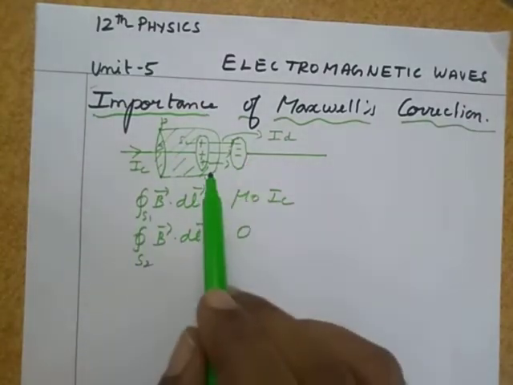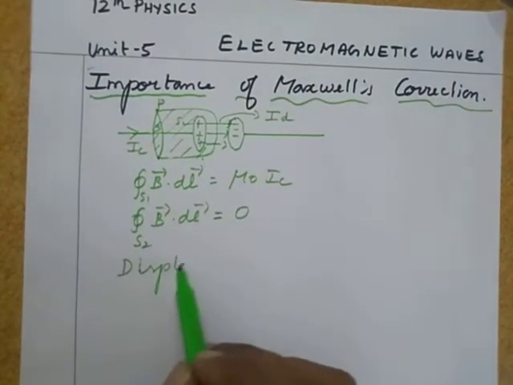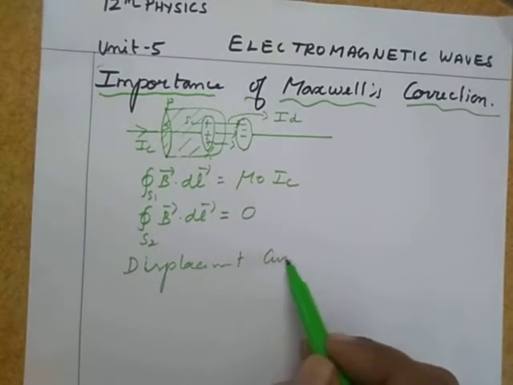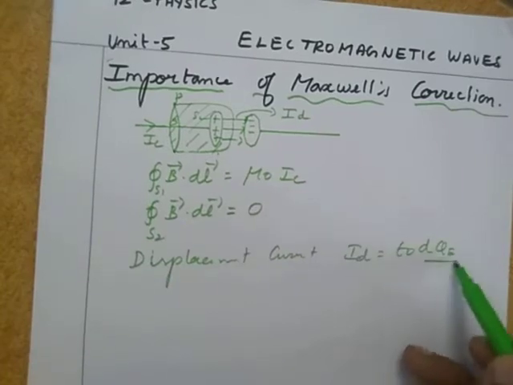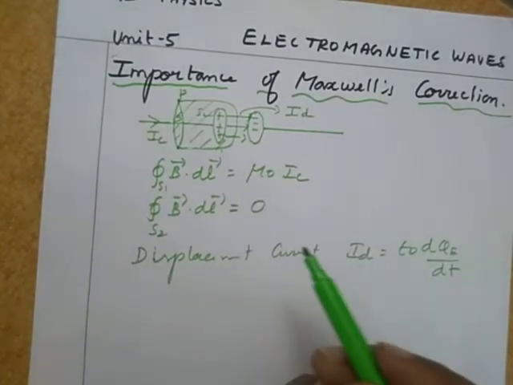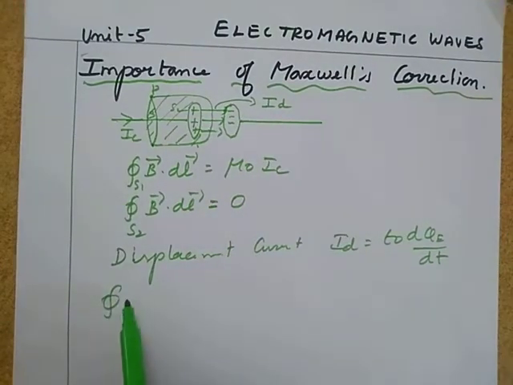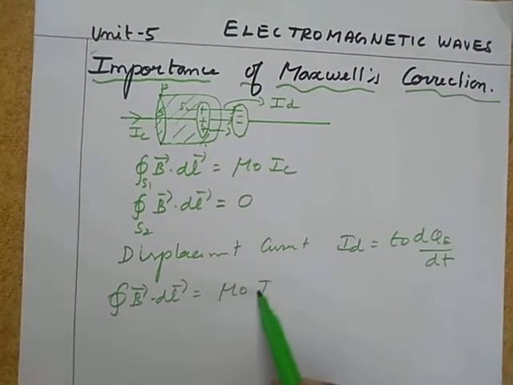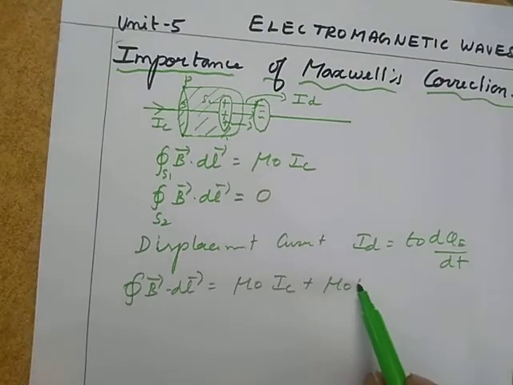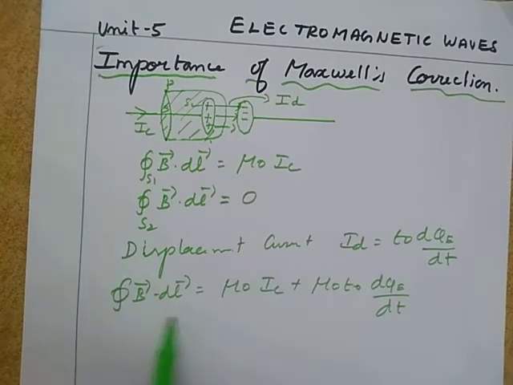Then, by applying Gauss law, we found that the displacement current I_D is equal to epsilon naught d phi_E by dt. Then modifying the Ampere law: closed loop integral of B vector dot dl vector is equal to mu naught I_C plus mu naught epsilon naught d phi_E by dt. This is the modified form of Ampere's circuital law, known as the Maxwell-Ampere law.